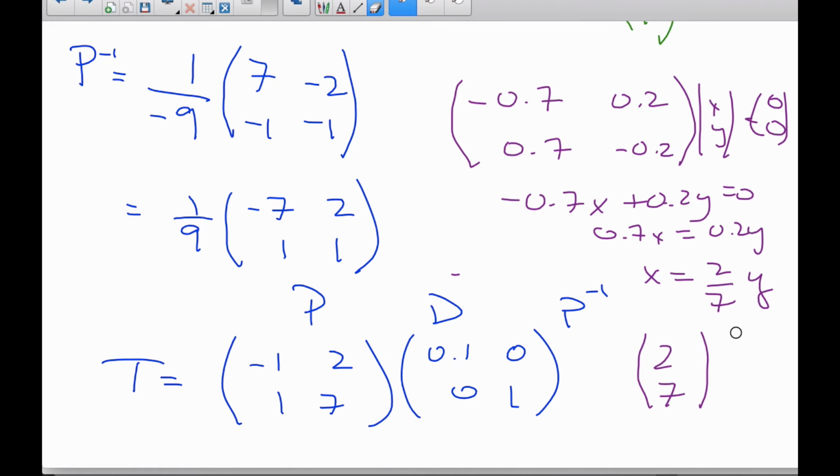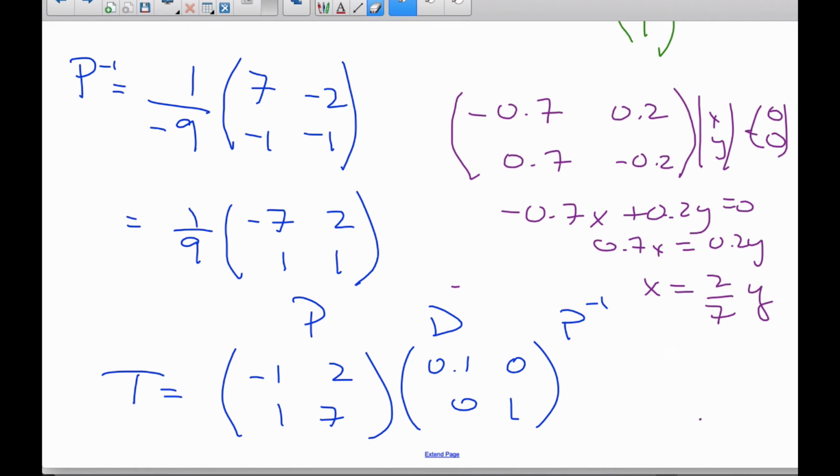And making some space here, P inverse was -7, 2, 1, 1. And I'm going to put the 1/9 out front of here. And so now this is answering part B. There was a lot there to deal with.